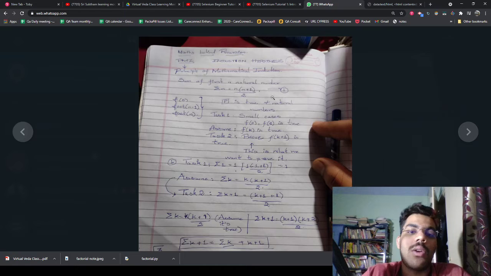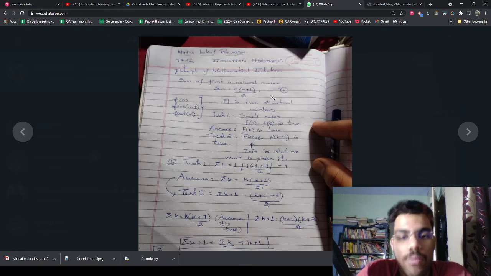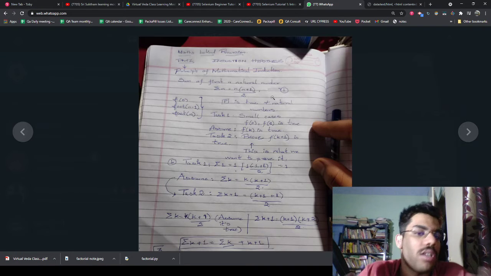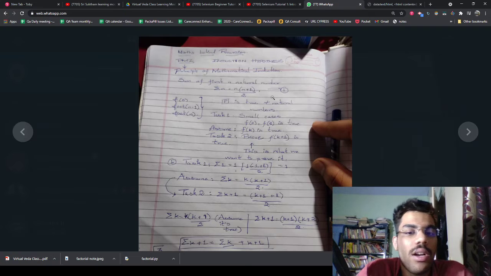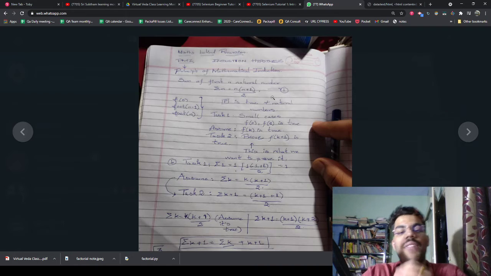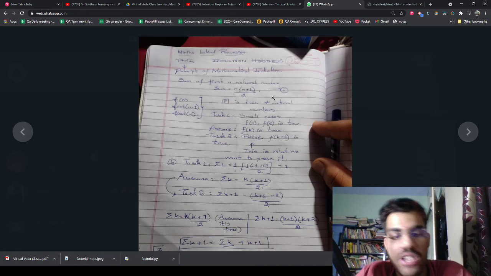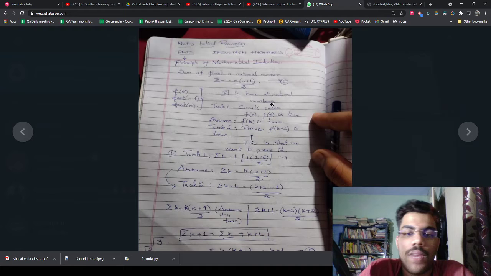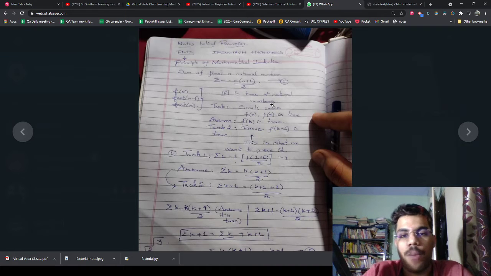Then we are going to assume f of k is true. This is just an assumption. But in task 2, we need to prove f of k plus 1 is true. This is what we want to prove. This is the main result in every mathematical behind the recursion formulas. So first we take the first formula, n into n plus 1 divided by 2.